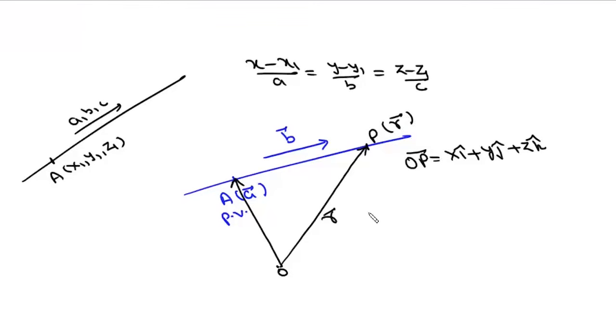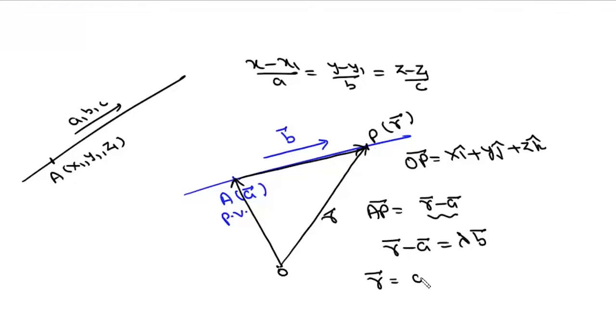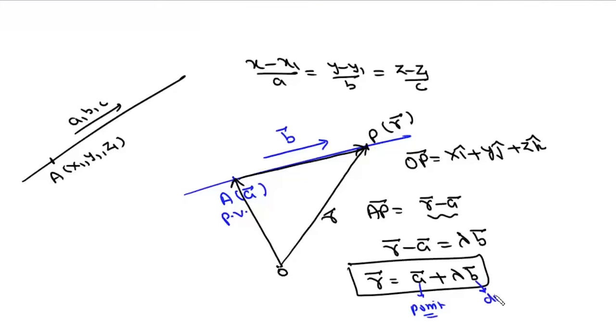So we can write this vector AP as position vector of P minus position vector of A, which is R minus A. This vector is collinear with B, and we know that if two vectors A and B are collinear, then A equals lambda B. So if R minus A is collinear with B, then R minus A equals lambda B, or R equals A plus lambda B. This is the equation of a line in vector form, where A is a point on the line, and B is a vector in the direction of the line.